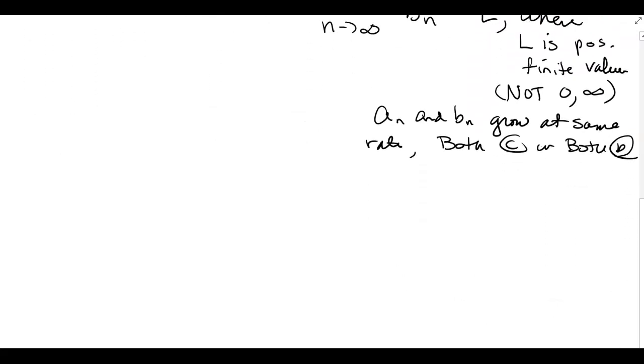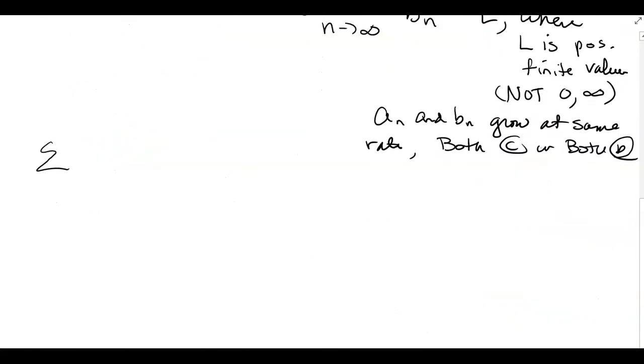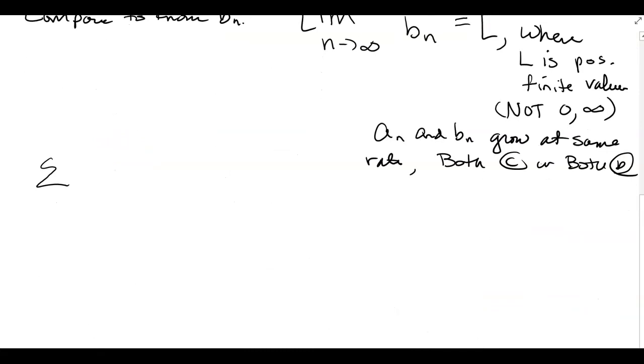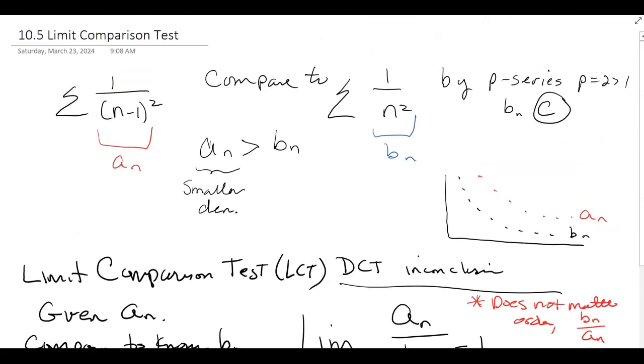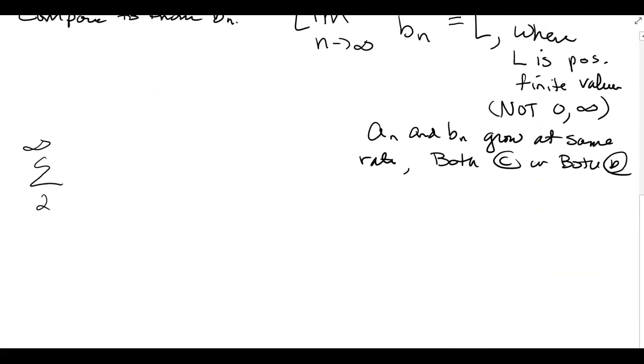So how does this work? Let's go back to the one we were working with, which I believe was n minus 1 squared. So we have the summation from 2 to infinity. Did I put 1 up here? Nope, I didn't even put anything. That's fine. The summation from 2 to infinity of 1 over n minus 1 squared.